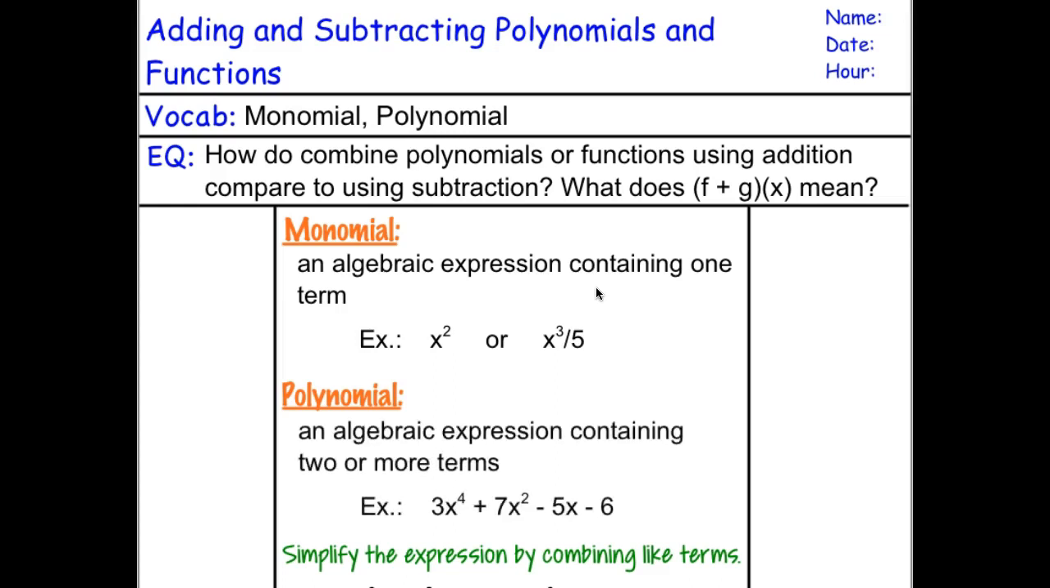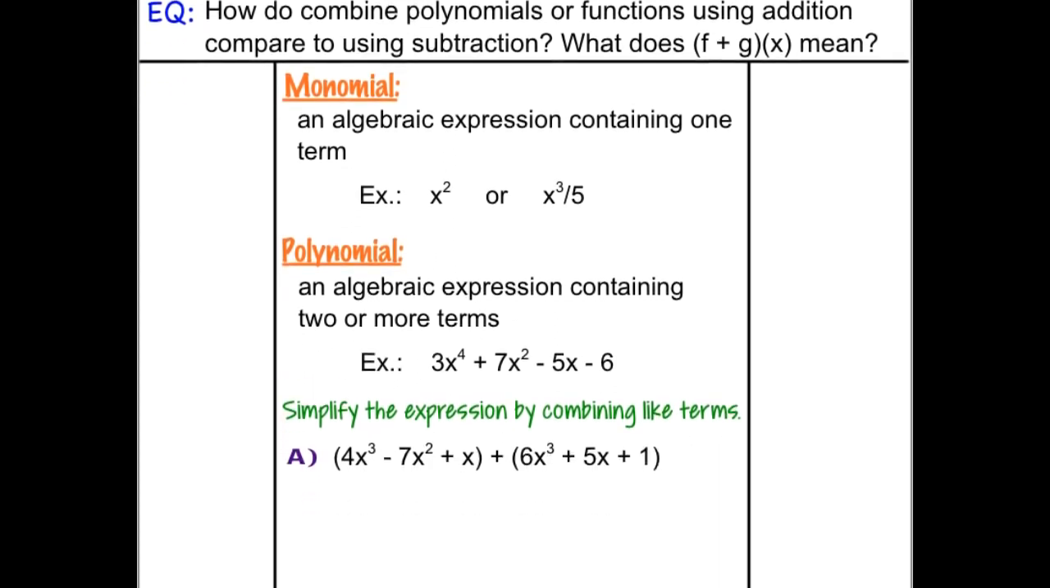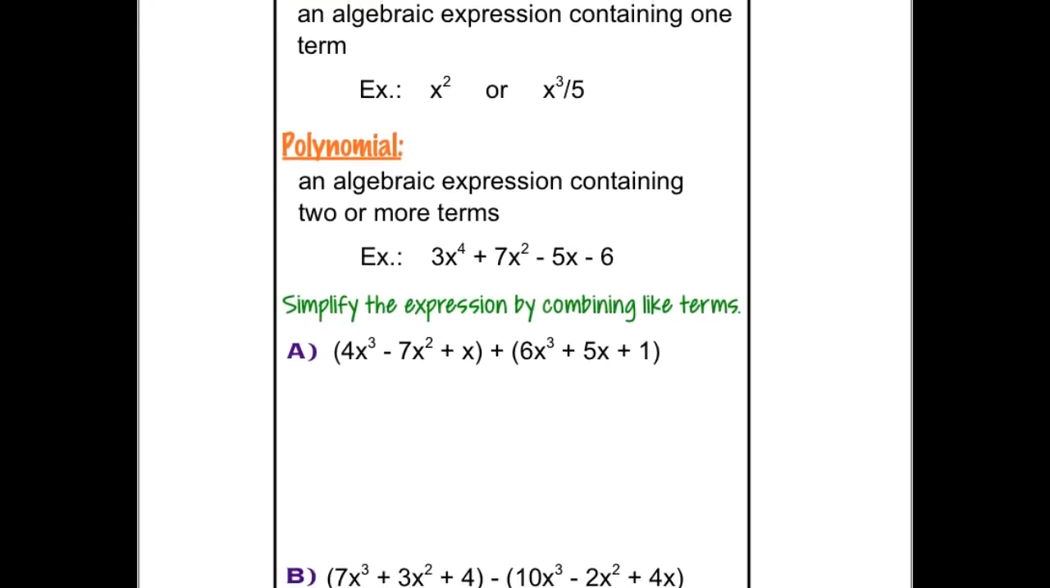Polynomials are algebraic expressions containing two or more terms. So for the example, it would be 3x to the fourth plus 7x to the second minus 5x minus 6. And since we have addition and subtraction, that's when we get into two or more terms. Now, there are certain types of special polynomials that have their own special names, but we'll get into those in a later unit.